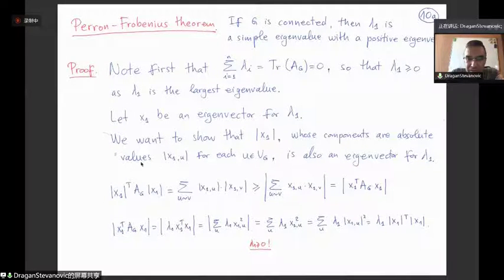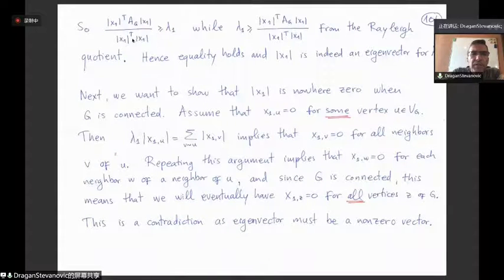So where we started is the upper term for the Rayleigh quotient, and we got along the way that it is larger than or equal to lambda 1 times the lower term. So actually, it means that the Rayleigh quotient for this vector is greater than or equal to lambda 1. And we already saw from the Rayleigh quotient that lambda 1 is greater than or equal to any Rayleigh quotient. So over here we must have an equality. And then it means that the absolute of x1 is indeed an eigenvector. So that's the first step.